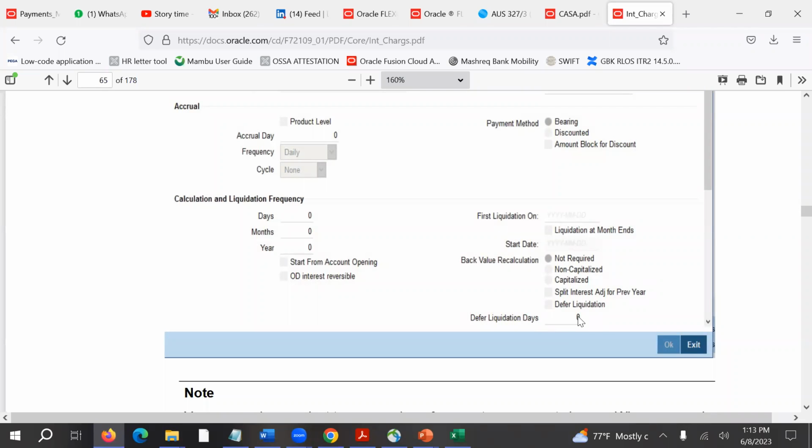Yeah, so a customer might come and say this month I'm supposed to receive interest at month end, but I did not receive it. Meaning we need to check this also, whether any deferred liquidation is there or not.